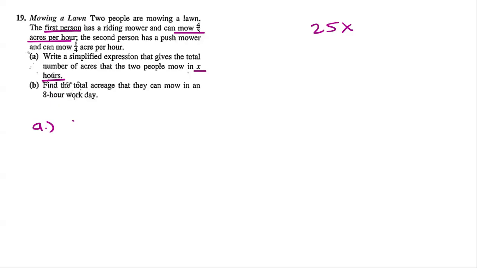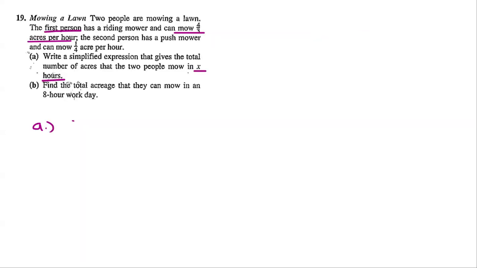Okay, I make $25 an hour. X represents how many hours I work. So 25 times 3 gives us $75, right? So it's the same thing for this. Okay, so we can represent this, the 4/3 acres per hour, as 4/3 times X.